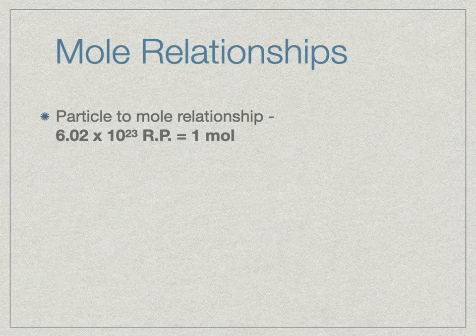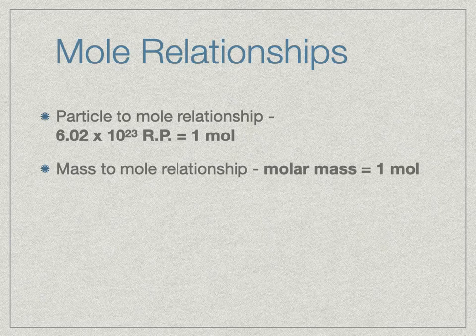Those particles could be atoms or ions or molecules or formula units or donuts or chickens or spaceships. It doesn't matter what it is that you're counting. 1 mole is equal to 6.02 times 10 to the 23rd. Now normally we're only counting out submicroscopic particles, because 6.02 times 10 to the 23rd of anything that you could see would generate its own gravity well. So that's the first mole relationship, the particle to mole relationship.